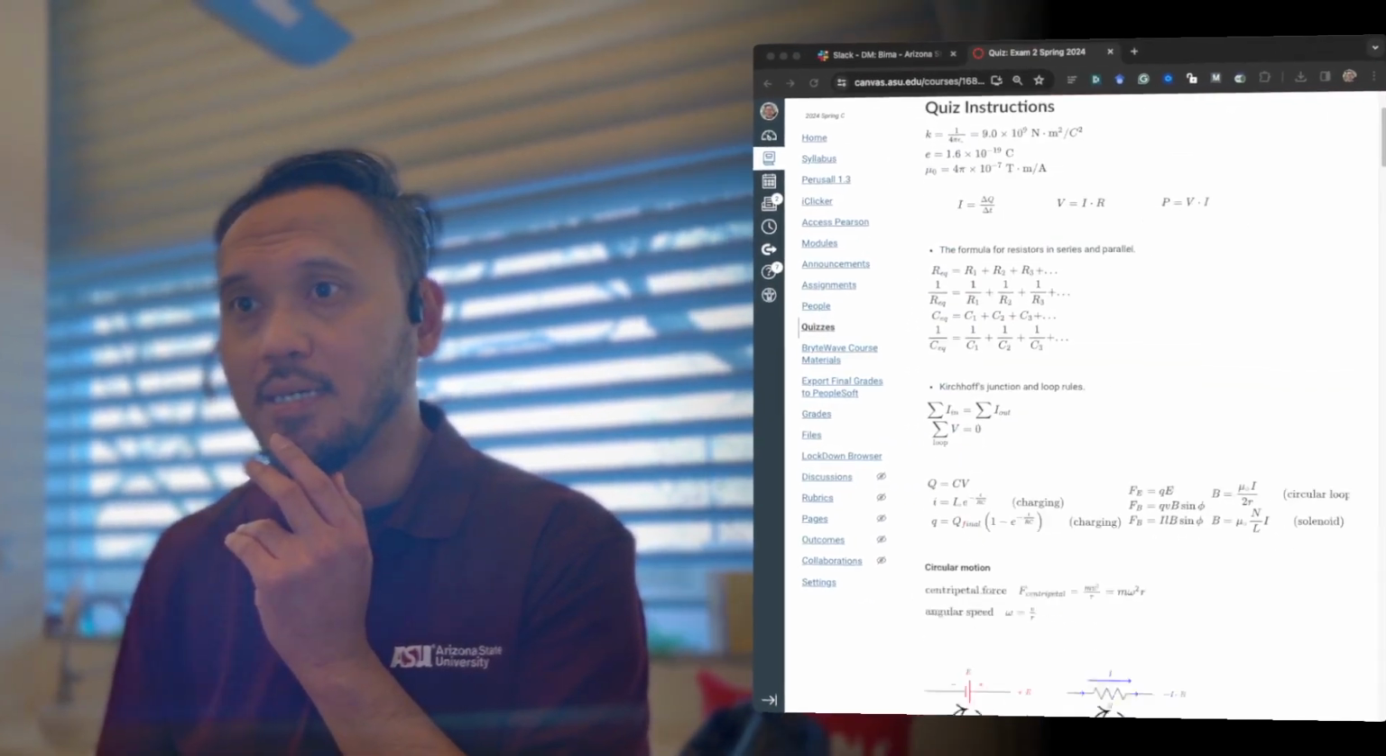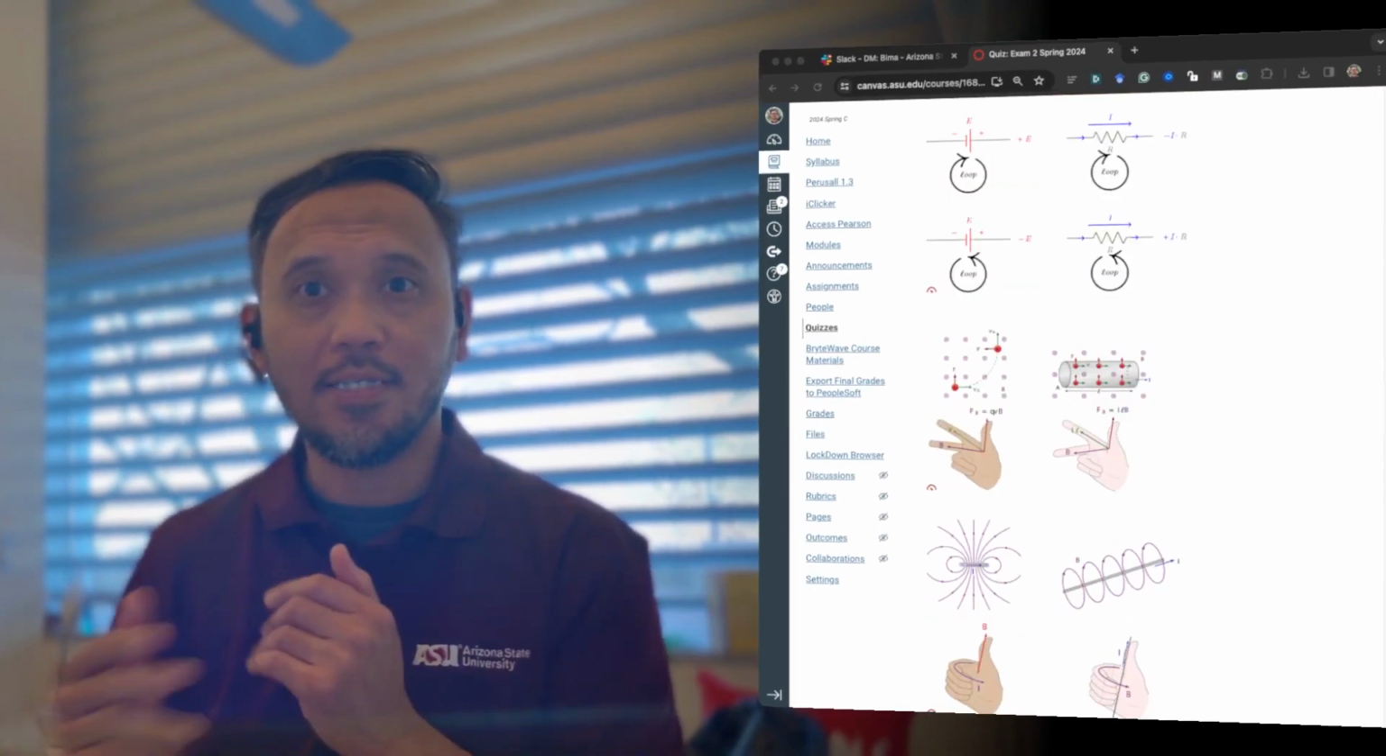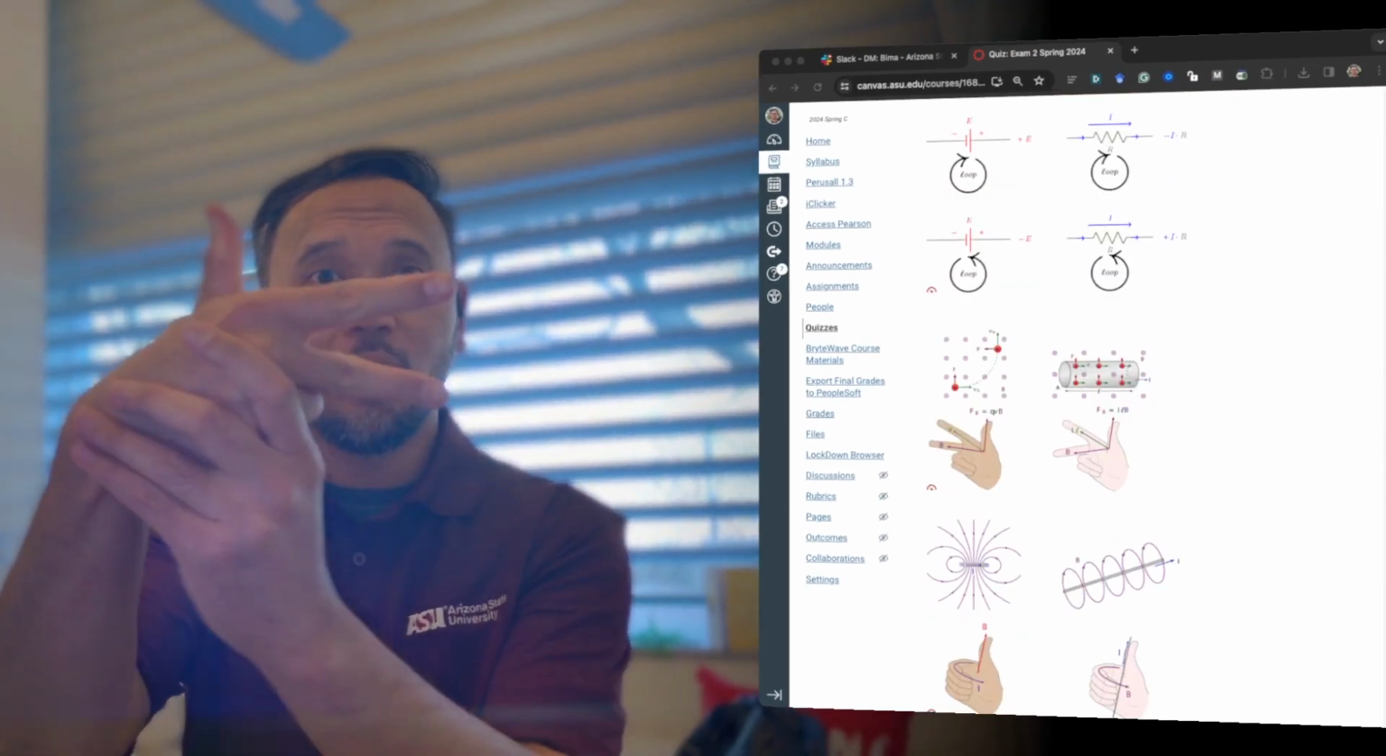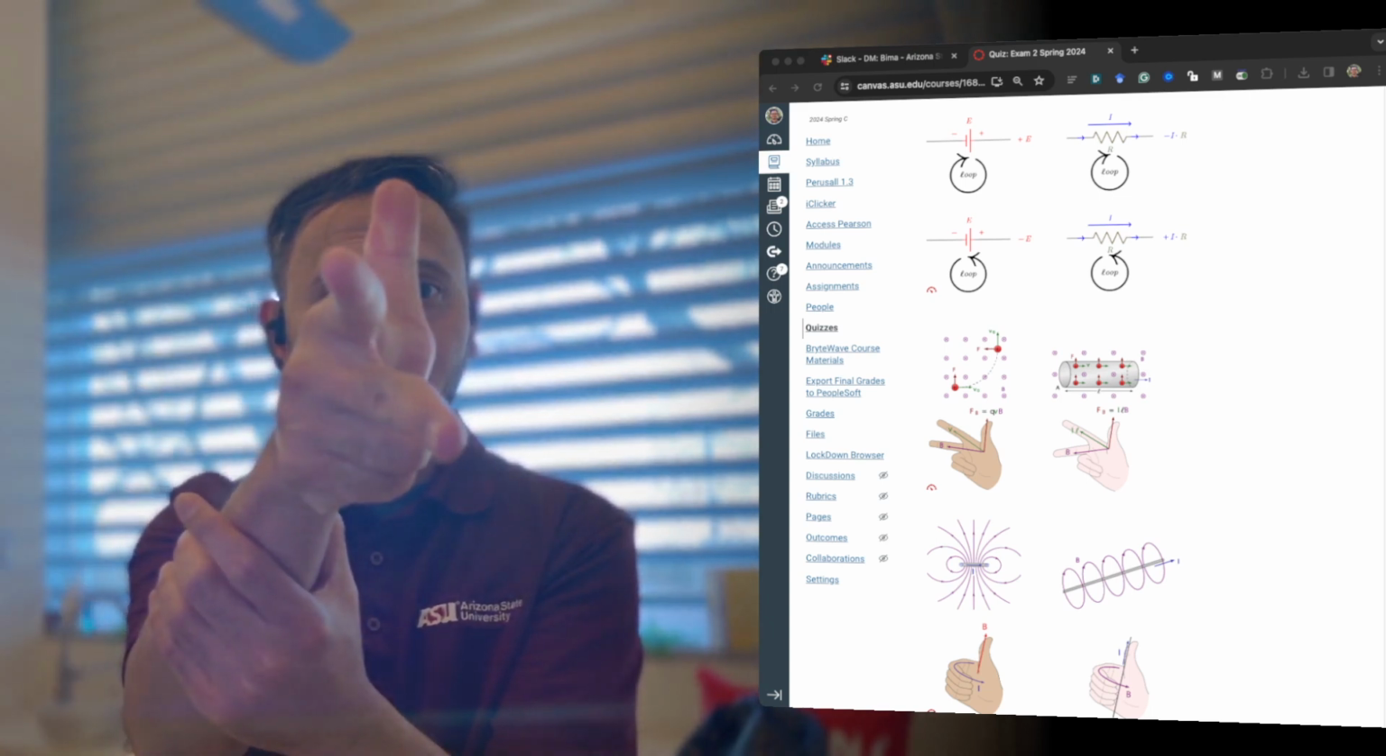Next is the right hand rule. The figure is in the lecture notes and also on the exam. What I mean by on the exam is this figure here is two-dimensional, right? But this is not the right hand rule. This is not the right hand rule.